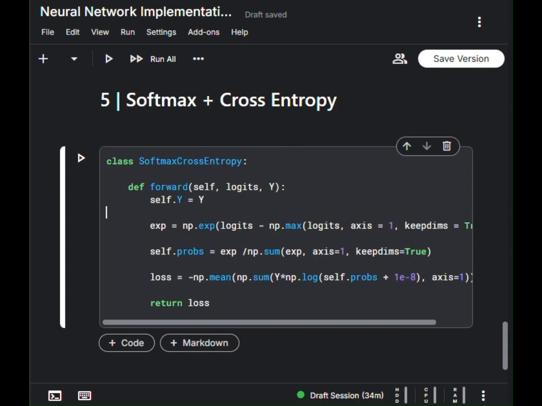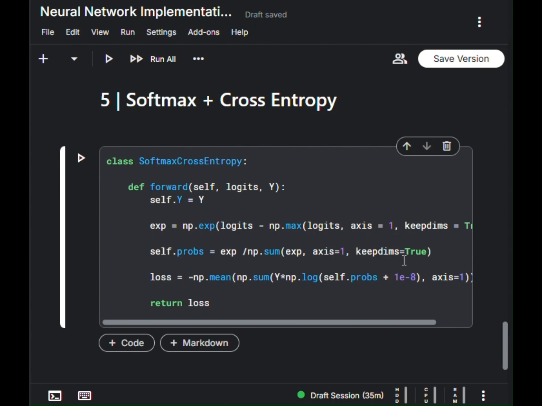And after that, we are computing the softmax probabilities using this expression, which divides each exponentiated value by the sum of all exponentiated values in that row. This normalizes the outputs so that they look like a probability distribution. So basically every value will be in the range of 0 to 1, and the row sums up to exactly 1.